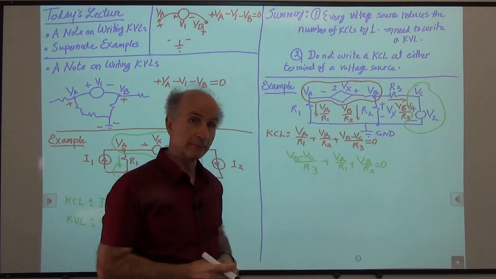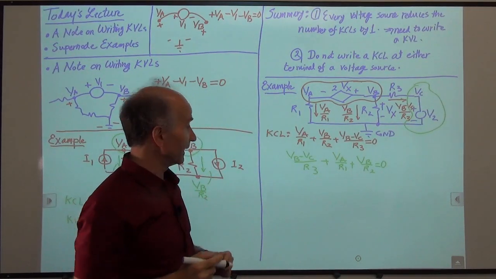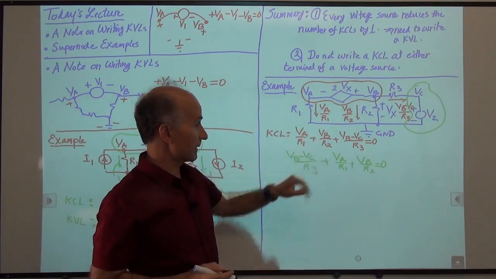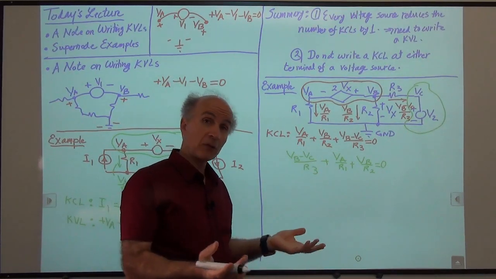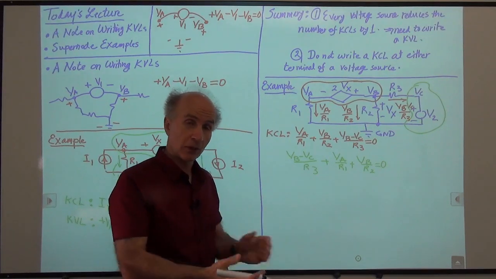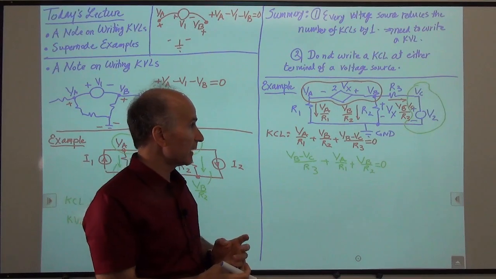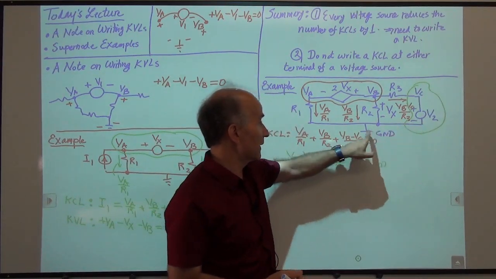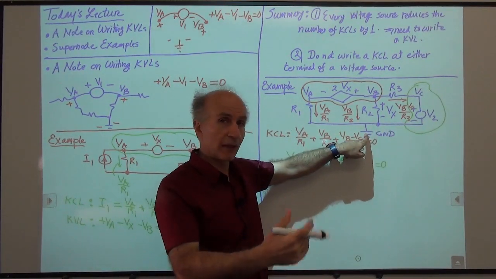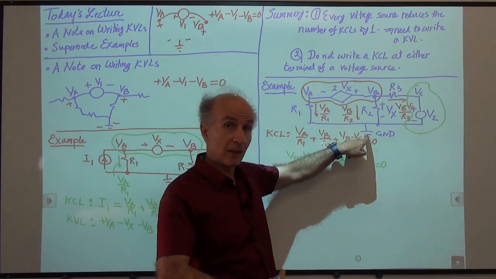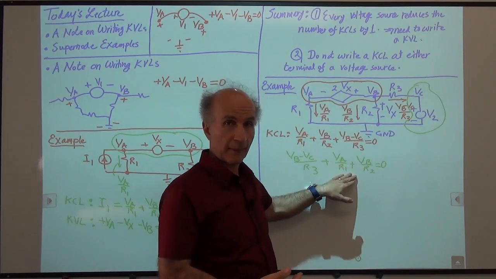Now, do you see a problem? Yes, there is a problem, right? The problem is that this equation is the same as this equation, so we didn't actually obtain a new equation. Why did this happen? Well, this happened because one of the nodes involved here is the ground. Remember, we don't write the KCL at ground because it doesn't give us any new information. So that's what happened here.